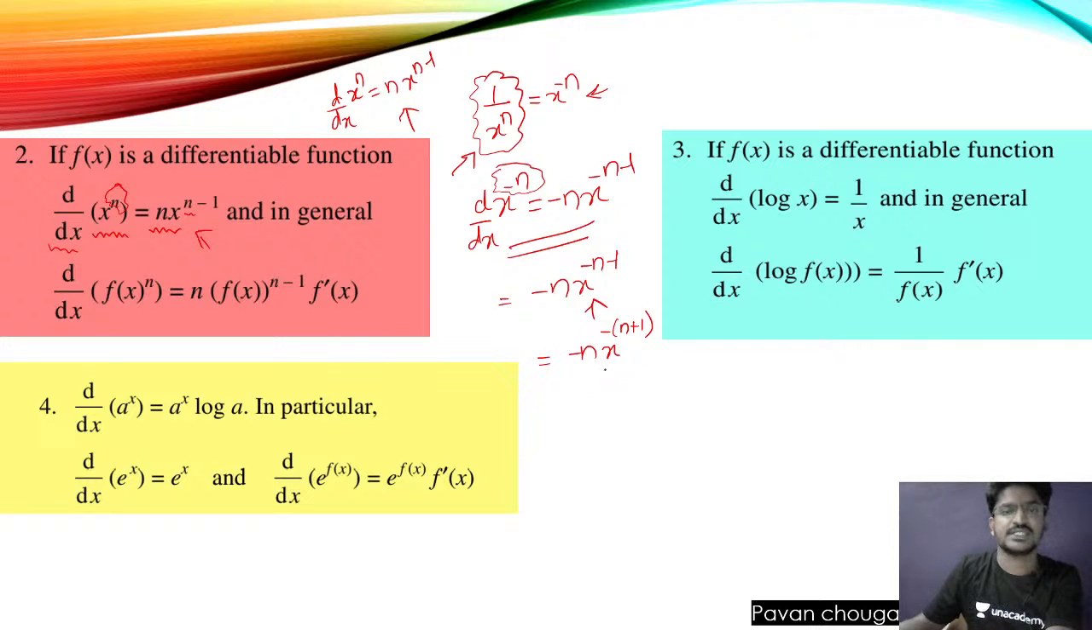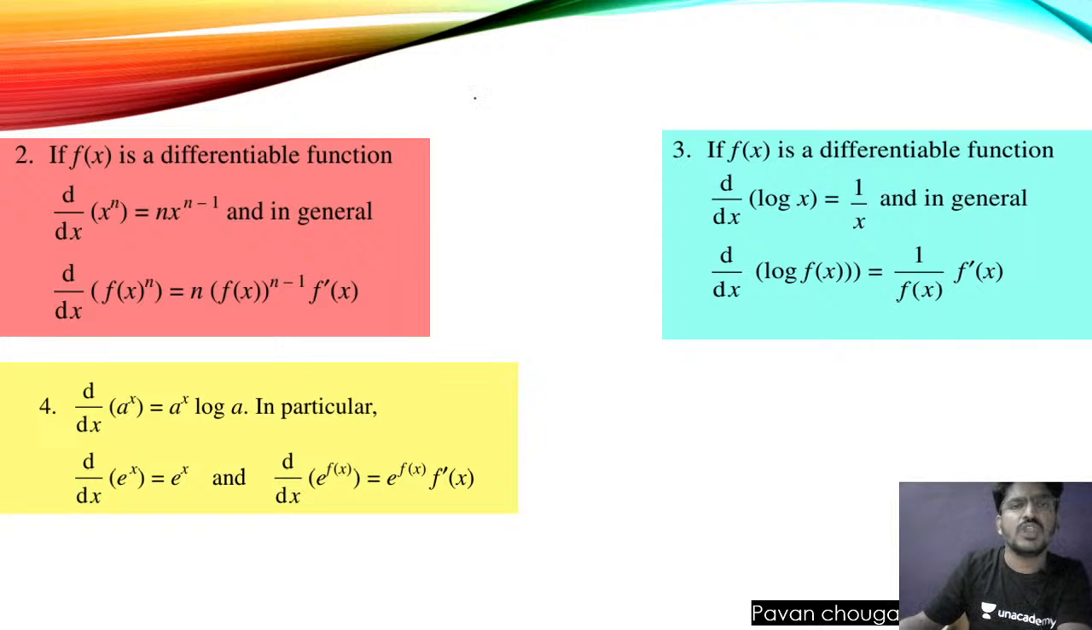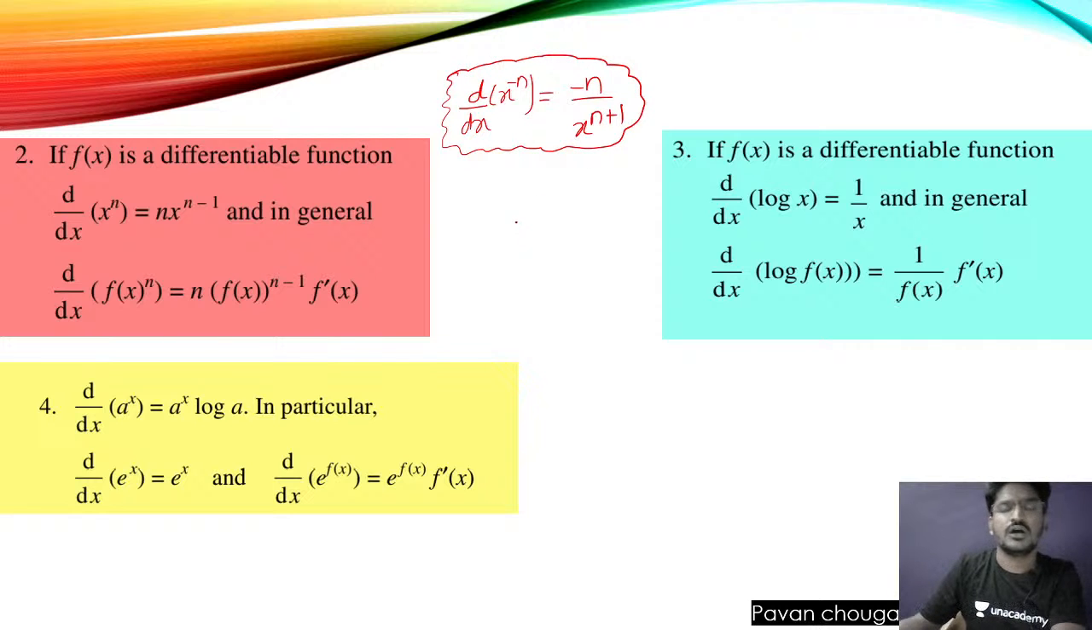Minus n is common and you can write it as n plus 1. So it will be equal to minus n divided by x to the power of n plus 1. See this, very important point. Clear? So note it in your notes: the formula for d by dx of x to the power of minus n is minus n divided by x to the power of n plus 1. Please take a note of this and you can take help of it.